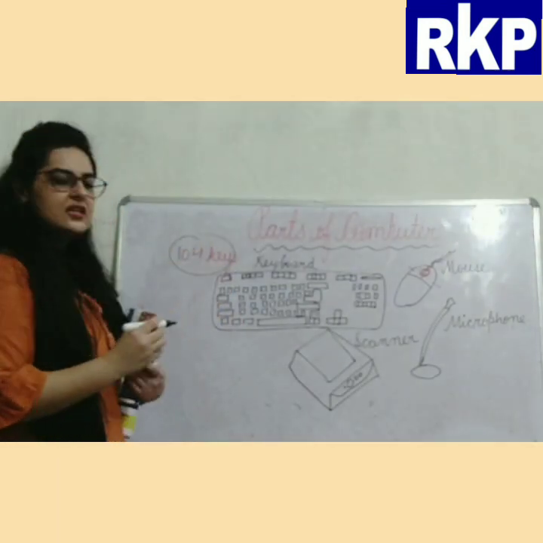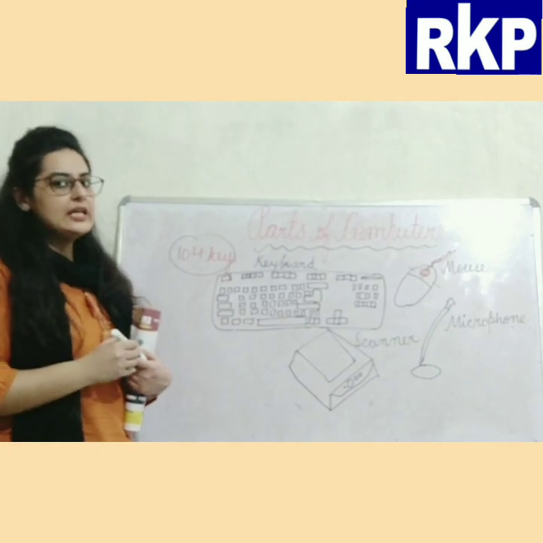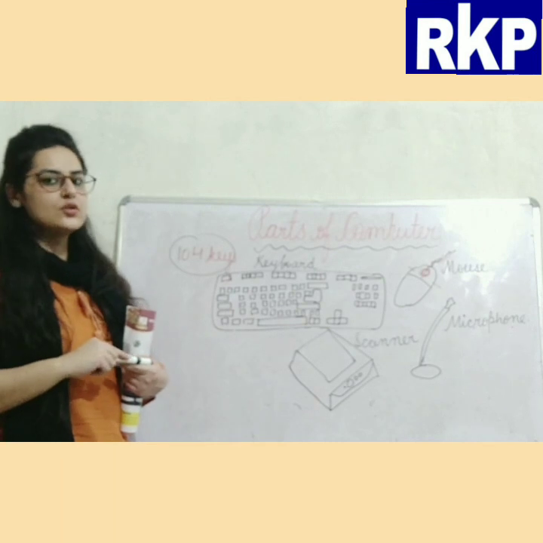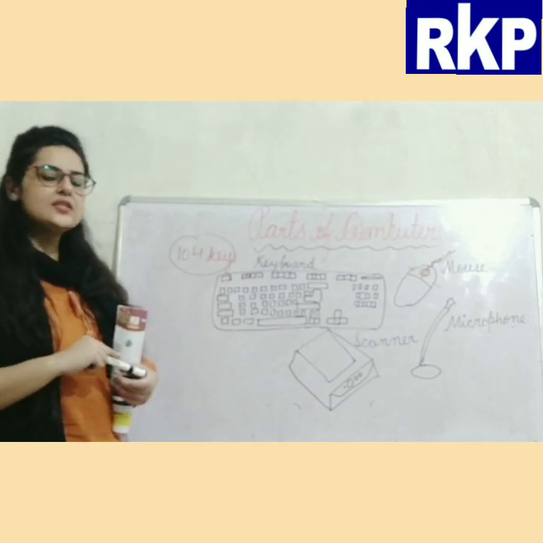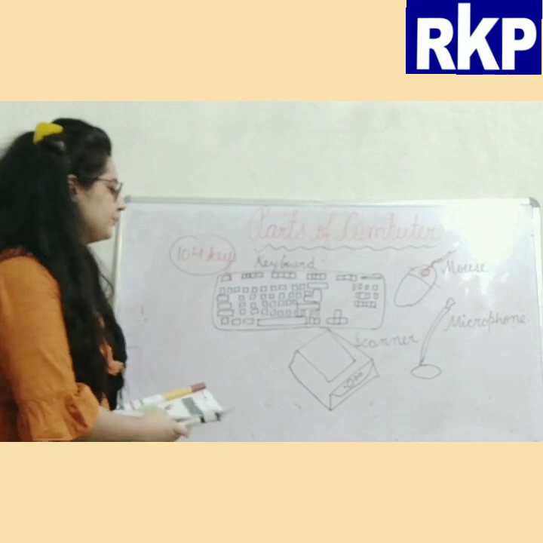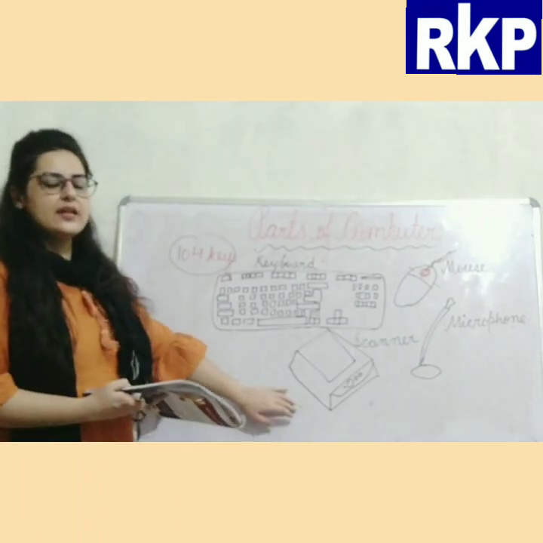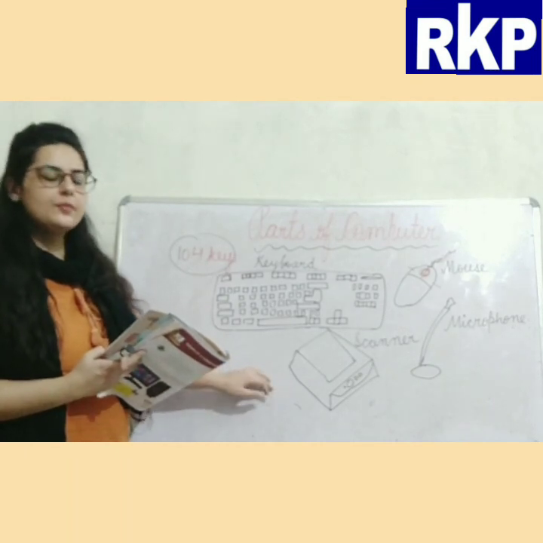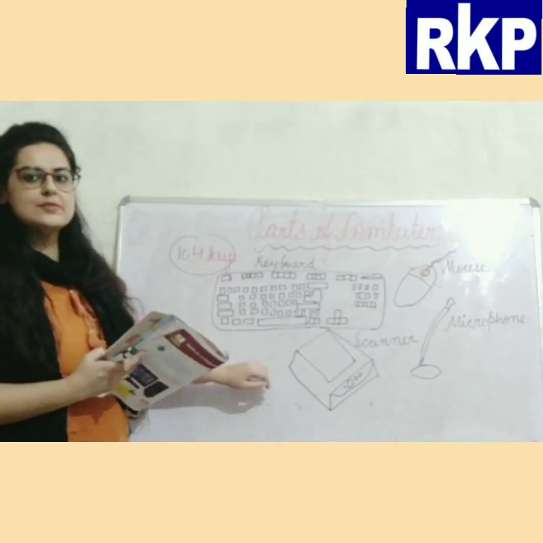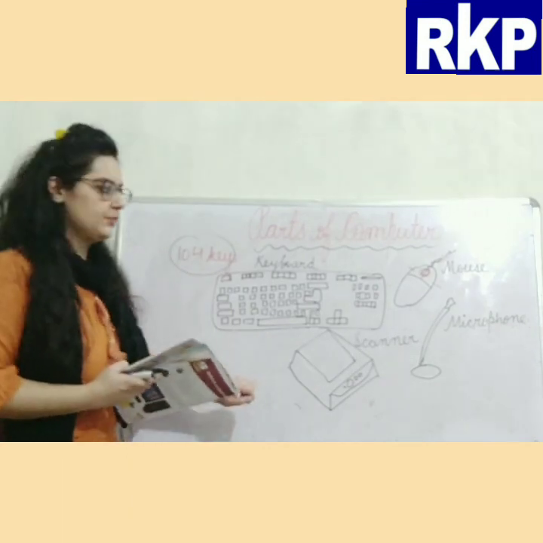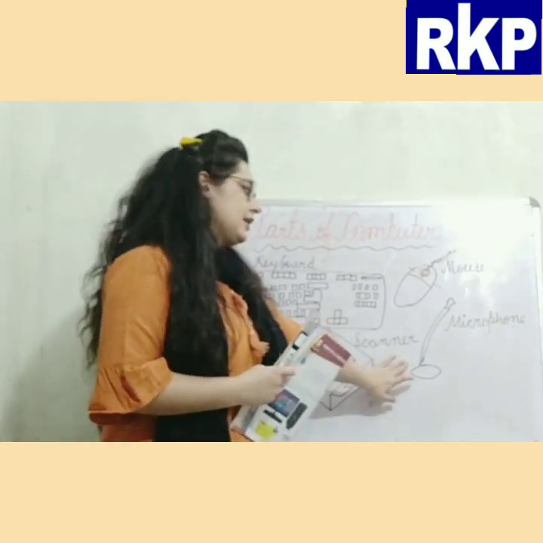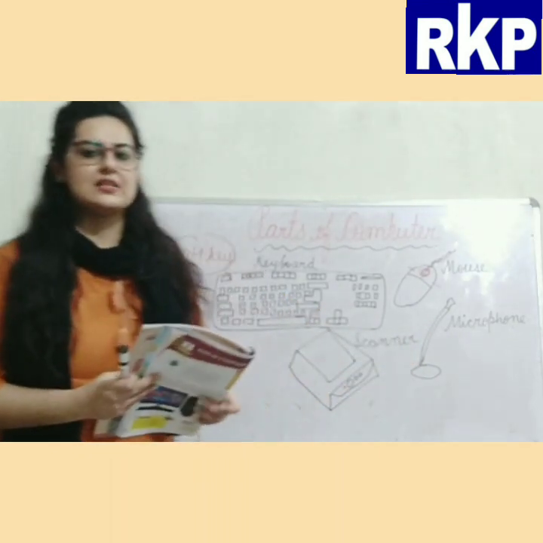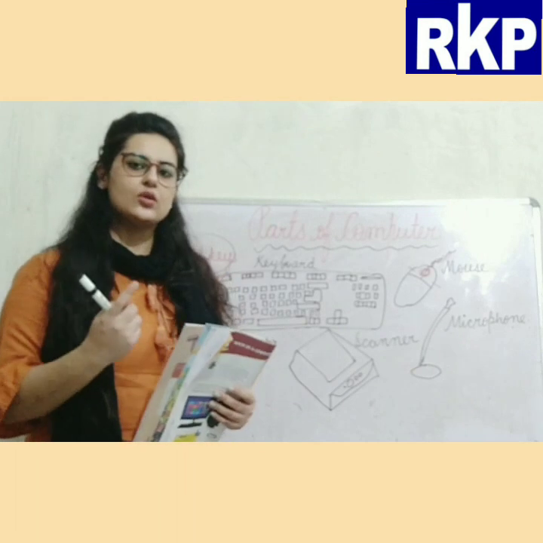Next is mouse. What does a mouse do? It helps us to select and click files on the computer. Also, it helps us to draw pictures and play games on the computer. Next is scanner. Scanner allows us to bring images and text onto the computer, and it also helps us to store them on the computer. Next and the last, microphone. Microphone is a voice recording device. It helps us to record our voice on the computer.